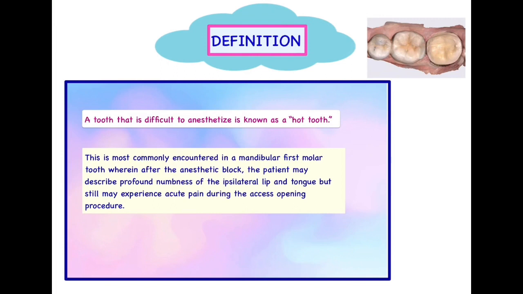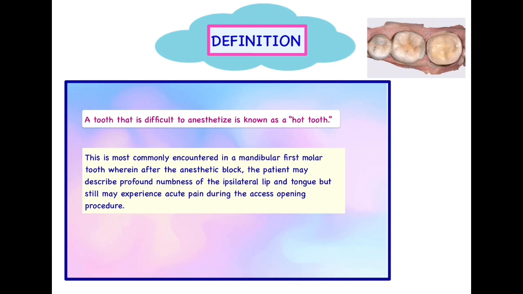Moving on towards the definition, a tooth that is difficult to anesthetize is known as a hot tooth. The most commonly encountered tooth is the mandibular first molar, wherein after giving the anesthetic block, the patient may describe all the subjective and objective symptoms. There would be profound numbness of the ipsilateral lip and tongue as well, but still there is acute pain during the procedure of access opening.